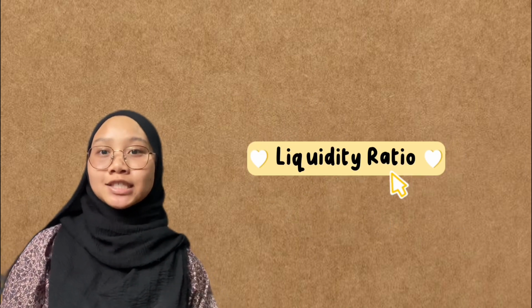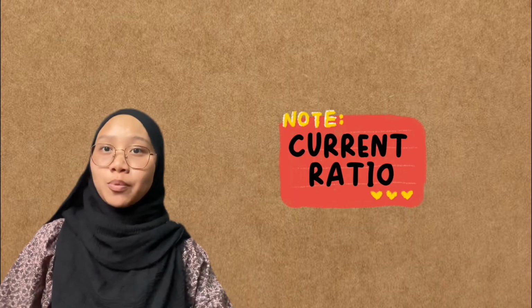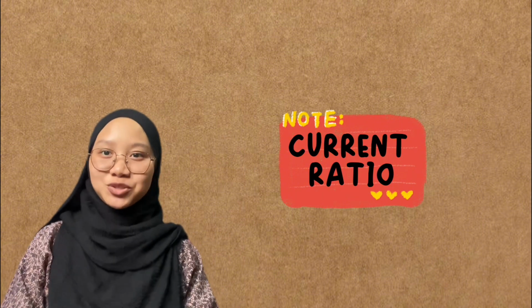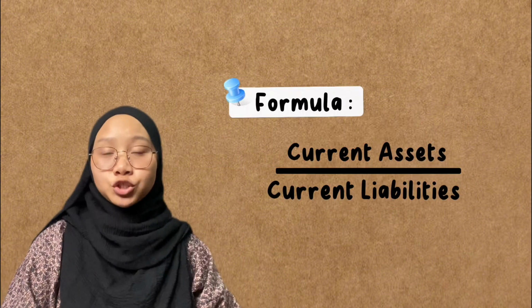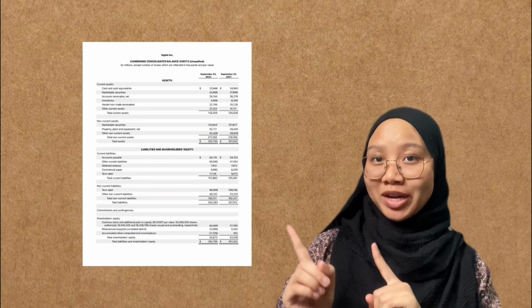Liquidity ratio has two types, which is current ratio and quick ratio. And I choose current ratio. So I will explain to you about the current ratio. Formula for current ratio is current asset divide current liabilities. So I will calculate based on information from the attachment 1.